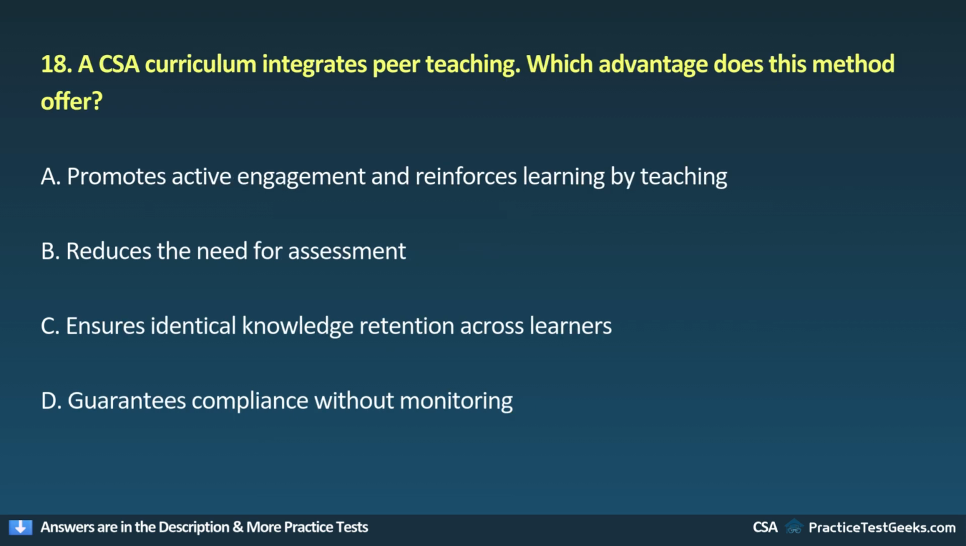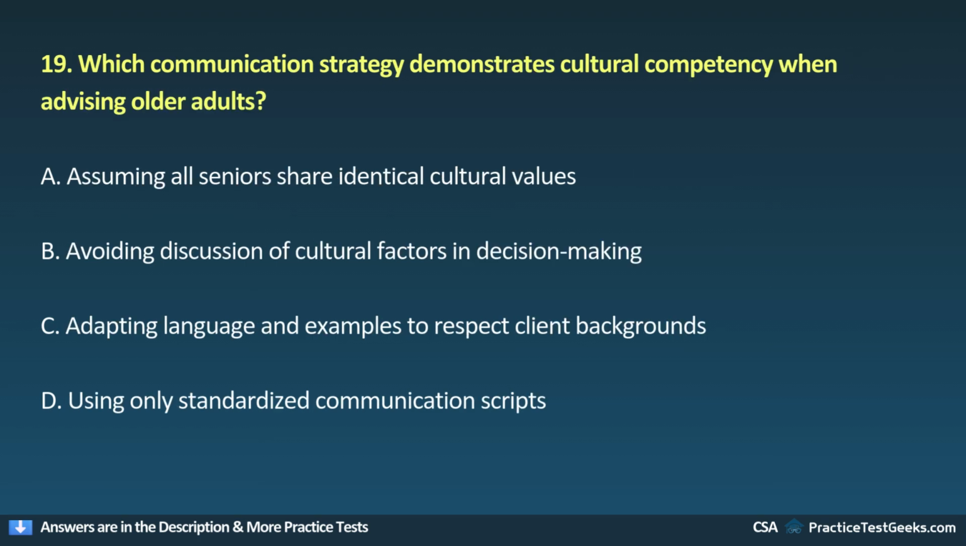18. A CSA curriculum integrates peer teaching. Which advantage does this method offer? A. Promotes active engagement and reinforces learning by teaching. B. Reduces the need for assessment. C. Ensures identical knowledge retention across learners. D. Guarantees compliance without monitoring.